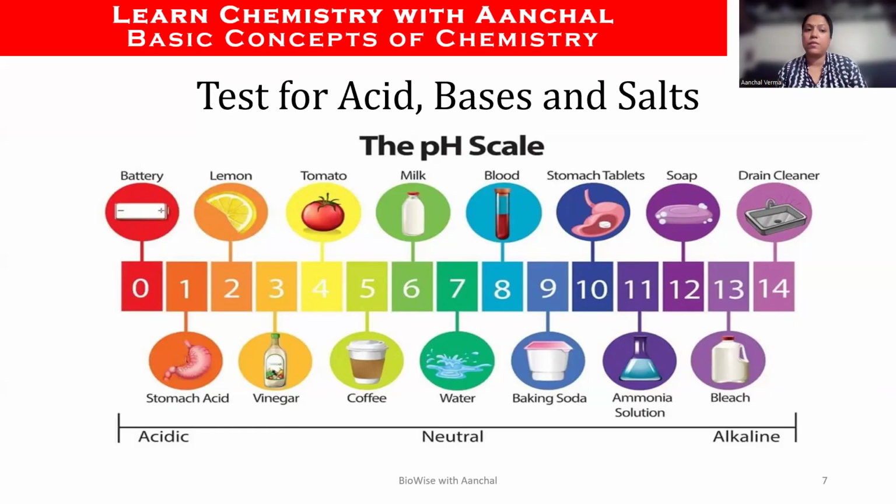For example, if you talk about acids, lemon and tomato are acidic. Stomach acid, your HCl in the stomach, has pH 1 to 2. Vinegar, coffee is slightly acidic, milk is slightly acidic, water is neutral, that is pH 7. And when you study in your higher classes, you'll understand these pH values are on the basis of hydrogen ion concentration present in the solution. Understood? Then you have blood, 7.4 pH.